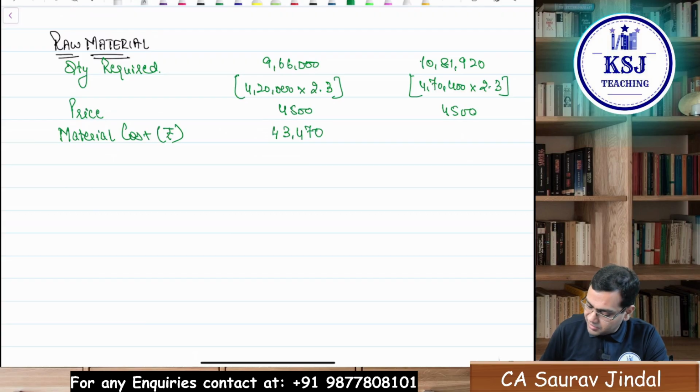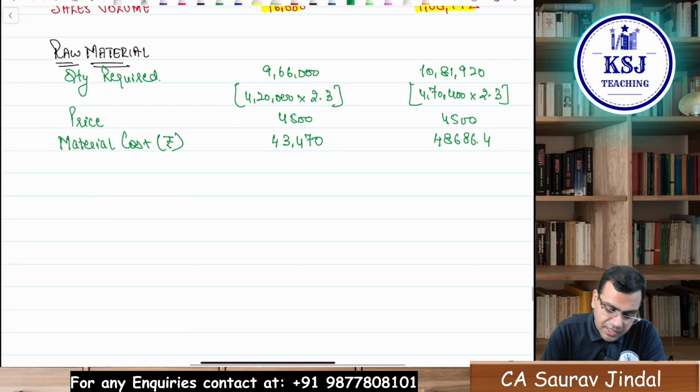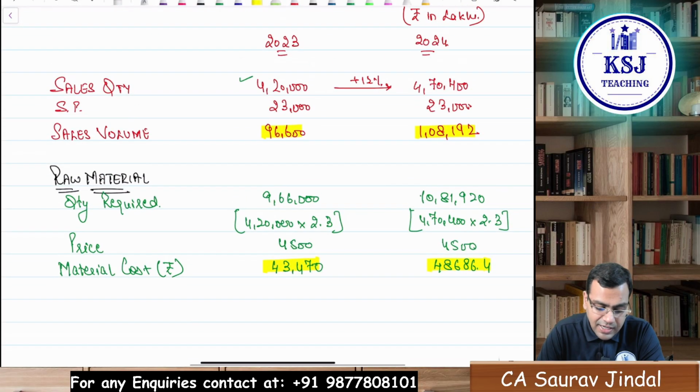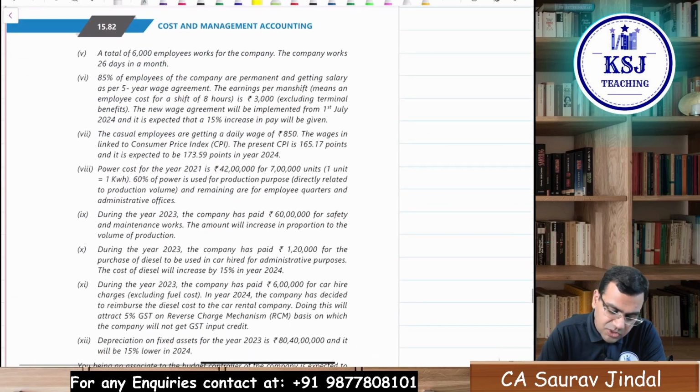10,81,920 multiplied by 4,500 comes to 48,686.4. So this is what you are getting for the raw material part. I'll highlight whatever the rupee term values are. I'm going to highlight sales volume minus the material cost.